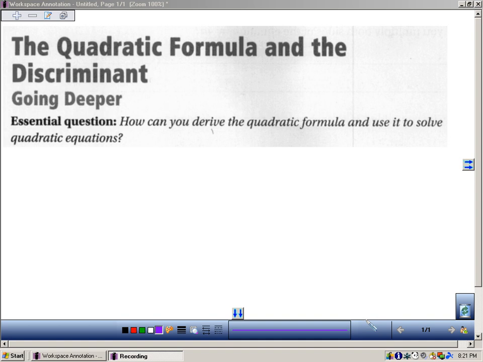We're now starting another section. It's section 8.9. And you have all used the quadratic formula before. And so what we'll do is we'll revisit the quadratic formula, and I will derive the formula for you.